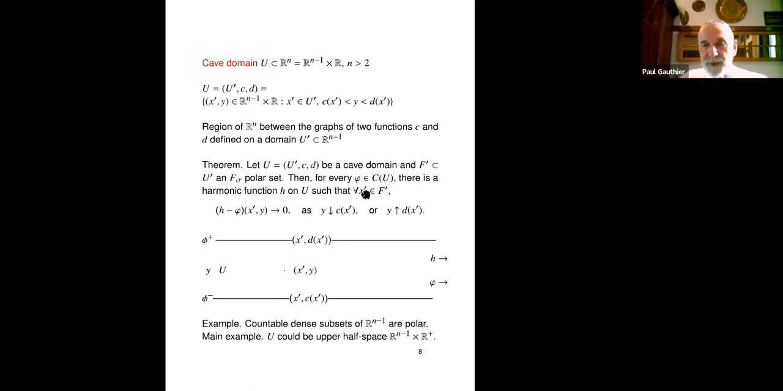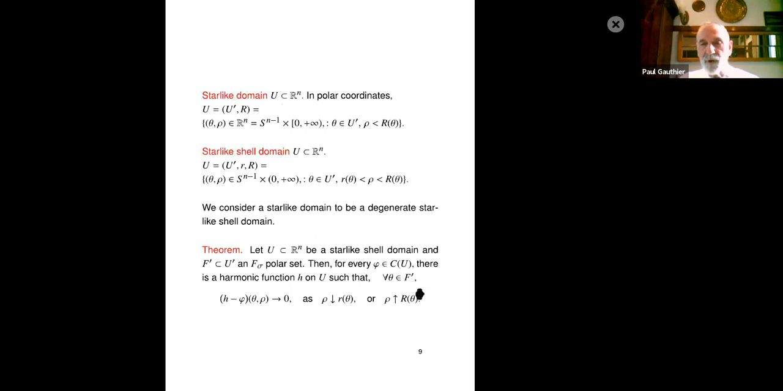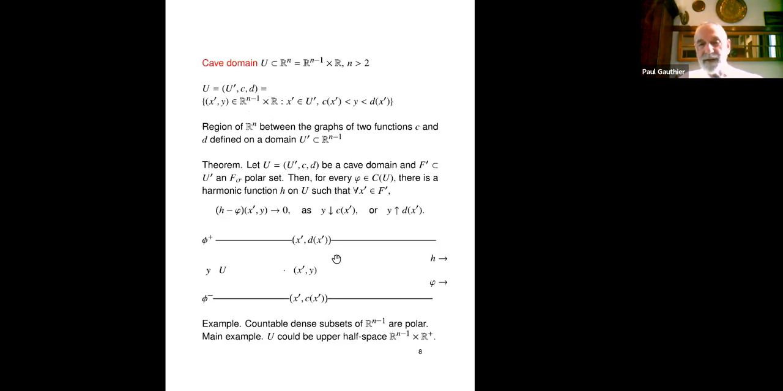sigma polar set, then for a continuous function on the cave domain, there's a harmonic function on the cave domain, which has these vertical limits equal to the boundary function. So take a point in the domain here, and you fix the parameter x prime, and you let y go to the graph below, then it tends to the given function phi.